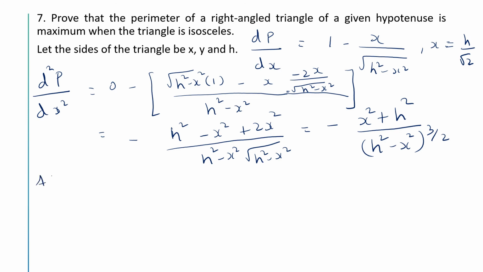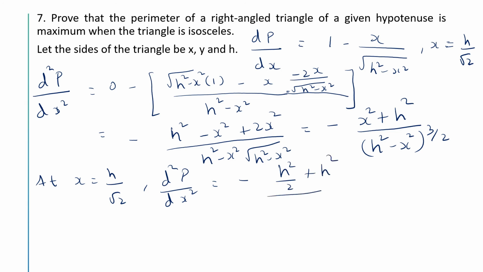Now we will find the value at x is equal to h by root 2, equal to minus of h square by 2 plus h square divided by h square minus h square by 2 the whole raised to 3 by 2. Here we can see that this is less than 0. Therefore, x is equal to h by root 2 is a point of maxima.